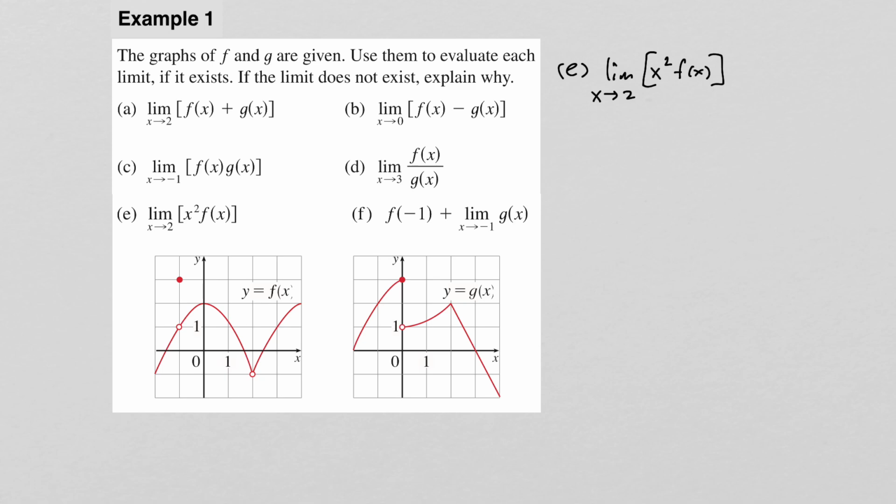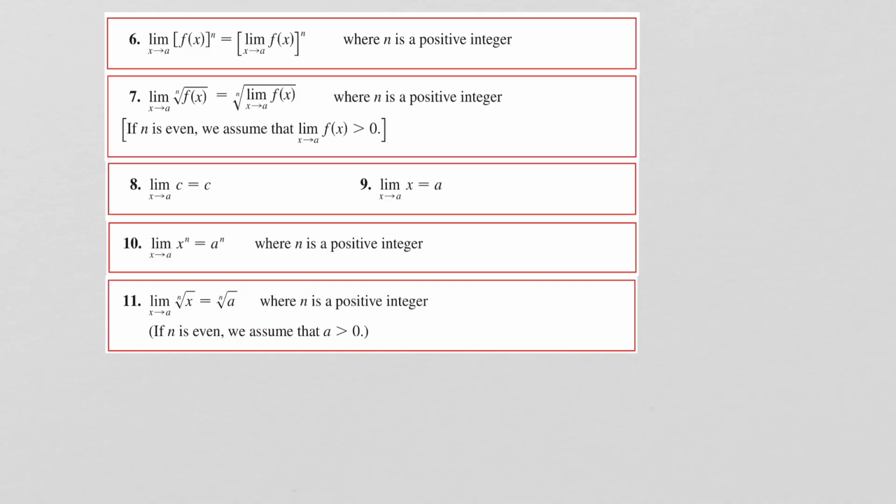To do part E, we actually need a few more limit laws. So let's take a look at the rest of the laws. The sixth law says that if you take the limit of f of x to the n power, it's the same as the limit of f of x, quantity to the n power. The same thing is true for the nth root. So if you have the limit of a radical, you can take the radical of the limit.